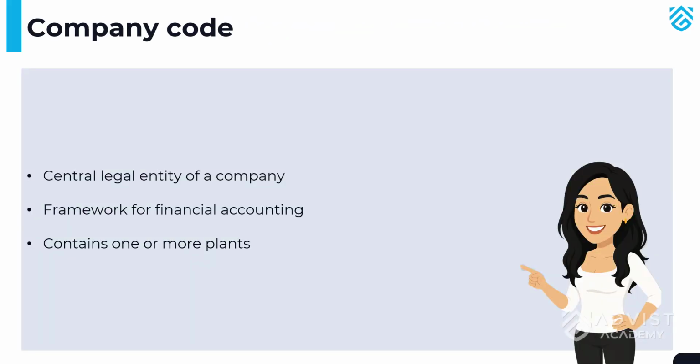The company code plays a central role in this. It represents the legal entity of a company and forms the framework for the financial accounting of all business transactions. Within a company code, one or more plants are usually created.